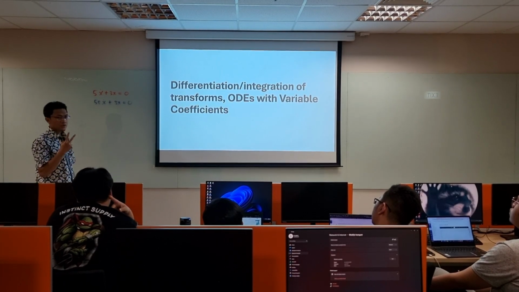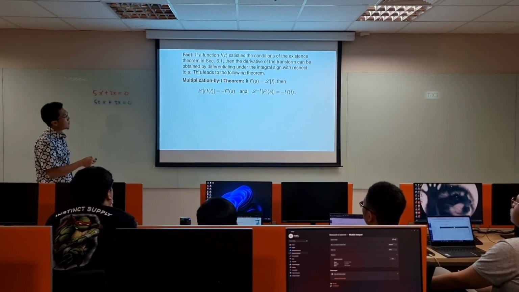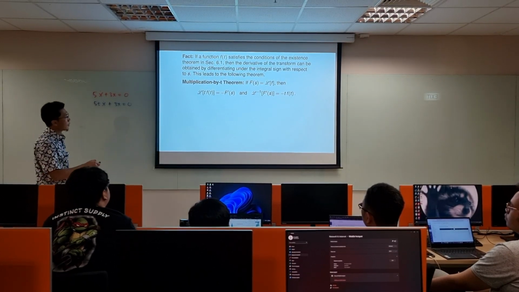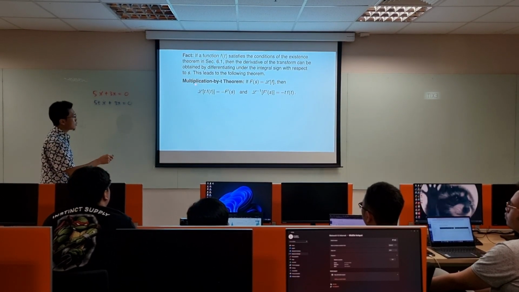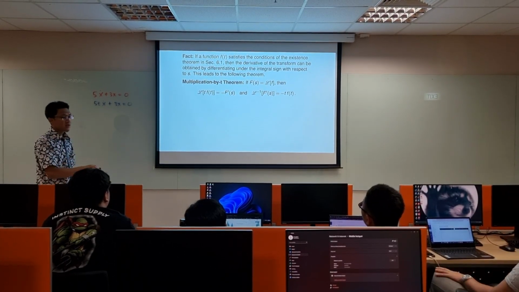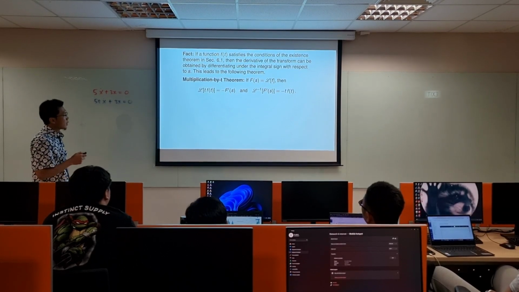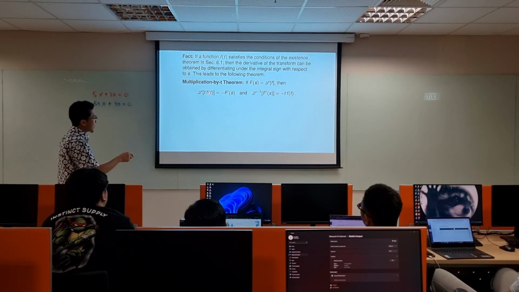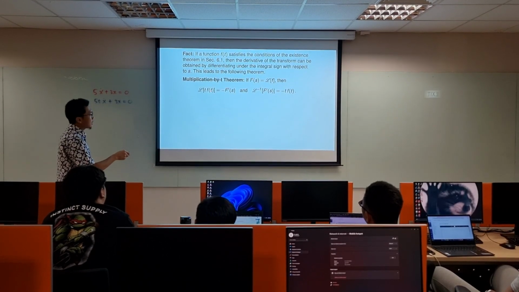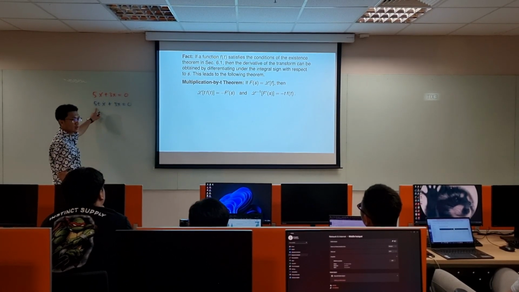We will have two theorems on it. The first theorem is the multiplication by t theorem. The content of the theorem is just these two lines. The above is not important to read. The important one is this one. The focus is on the f(t) itself. You have the F(s) here, and then f(t) is multiplied by t, just like this.